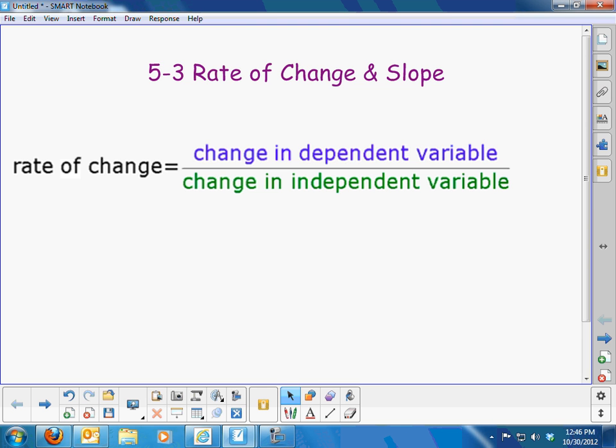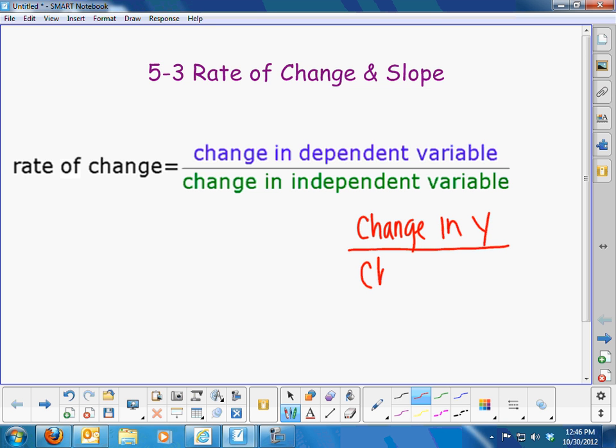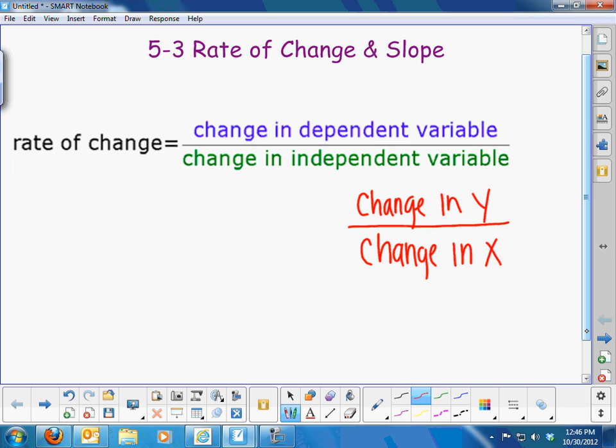So rate of change, you'll definitely want to write this down. Rate of change is the change in the dependent variable over the change in the independent variable. Dependent variable is which variable? The y. So another way of me saying this is the change in y over the change in x. Independent variable is always our x, so we should know that. So if I find the rate of change between two things, I'm finding how much did the values change in the y direction, how much did they change in the x direction, and then I divide those two values to get my rate.